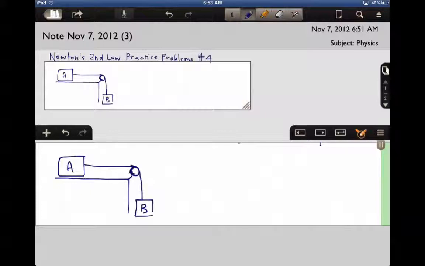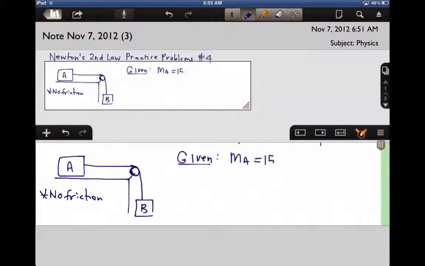Now in our problem, we're simplifying it, saying there's no friction anywhere in the system, and we are given the fact that the mass of A is 15 kilograms and the mass of B is 30 kilograms.